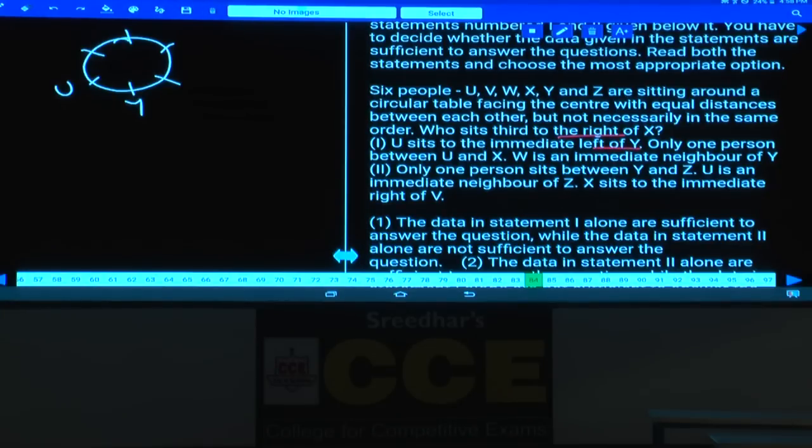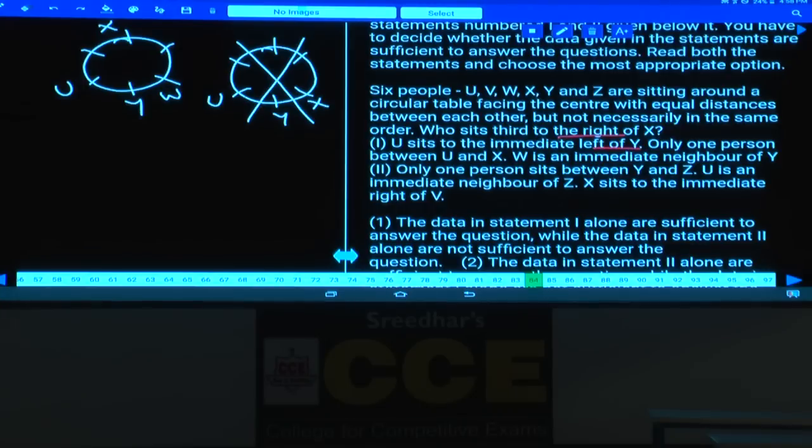As only one person is between U and X, how many different possibilities can you have? X can be here. And what is the second possibility? Y is here, U is here, one person between U and X, X can be here. There are 2 possibilities for U and X. W is an immediate neighbor of Y. As W is an immediate neighbor of Y, in this case W will be here. Now this case is ruled out. Why? Because there is no place left for W. And there is only one case here.